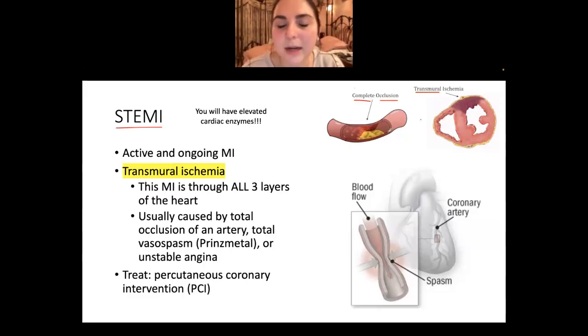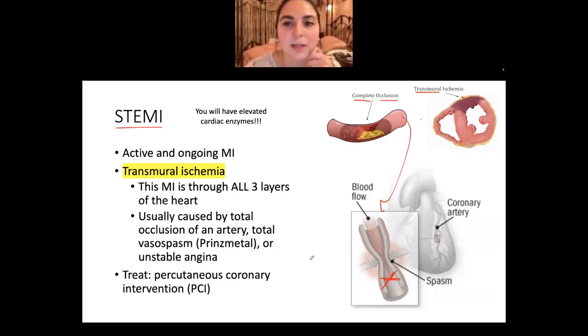It doesn't always have to be a complete occlusion. It can also be Prinzmetal's vasospasm or Prinzmetal's angina. Remember, Prinzmetal is total vasospasm. Imagine that this artery didn't have a blockage, but for whatever reason it starts spasming and completely closes. This is not showing a good picture, but imagine no blood flow gets through. It completely blocks blood flow. That can also cause a STEMI because it's complete occlusion of a vessel.